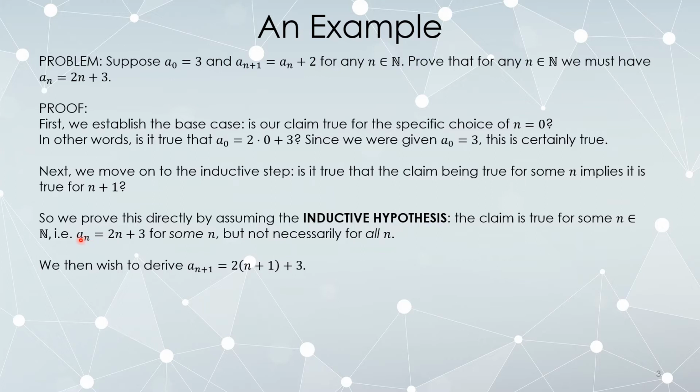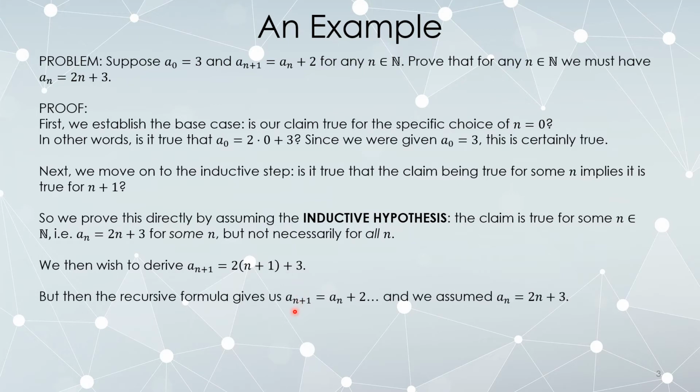So we get to assume that for some natural number, a sub n is 2n plus 3. Now we wish to prove that a sub n plus 1 is 2 times n plus 1 plus 3. But the recursive formula did give us a way to compute a sub n plus 1 if we know the value of a sub n, and we did assume that we do know the value of a sub n, that a sub n is in fact 2n plus 3. So the recursive formula tells us that a sub n plus 1 must be a sub n, which we assumed was 2n plus 3, plus 2.